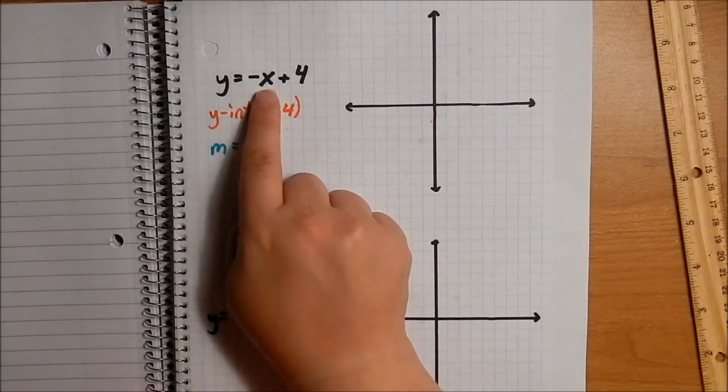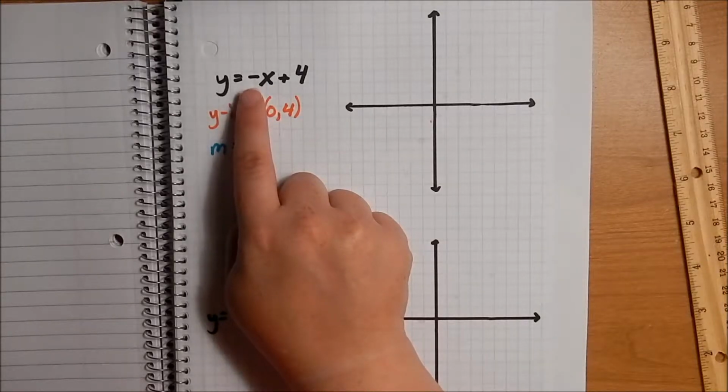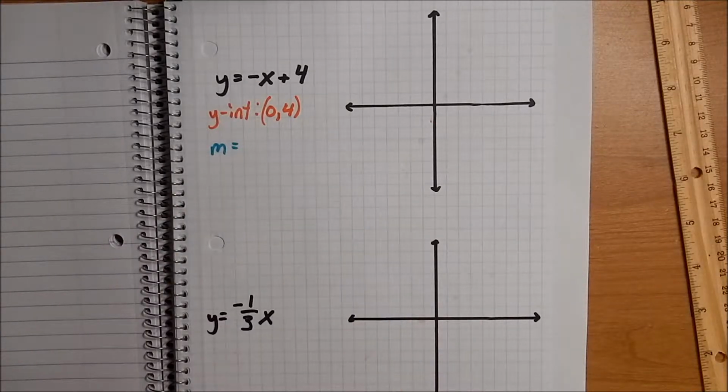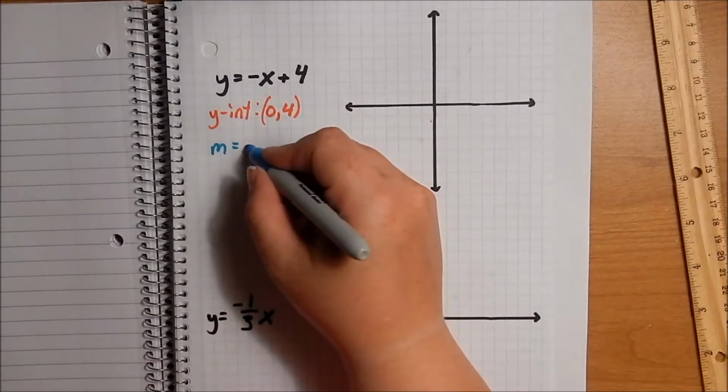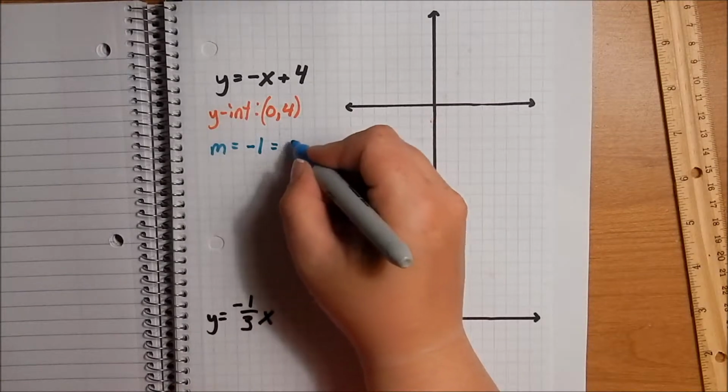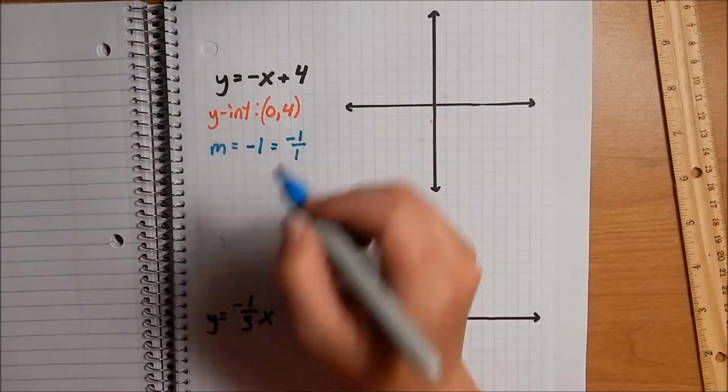So whenever you have a variable that doesn't have a number right in front of it, understand that we always intend for there to be a 1 there. We often just don't write it. So our slope is really a negative 1. But how can I write negative 1 as a fraction? I can always just put it over 1. So I'm going to write it as negative 1 over 1.